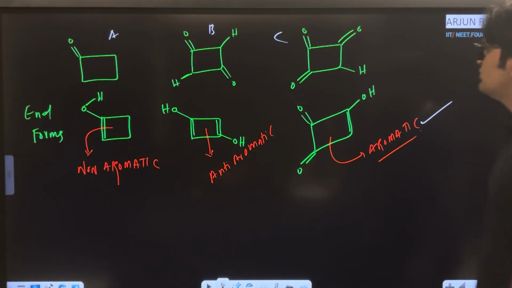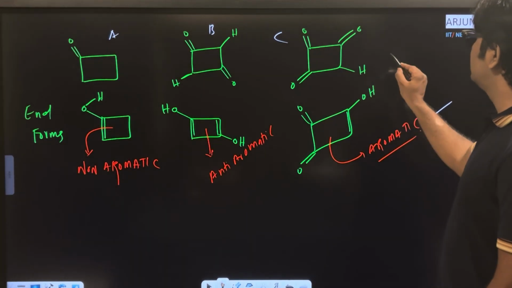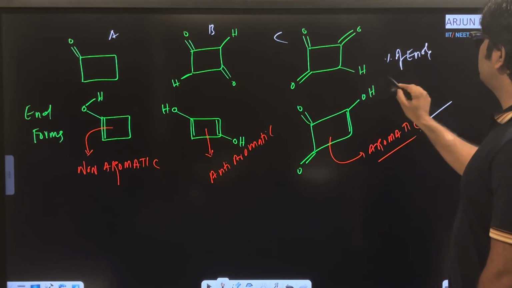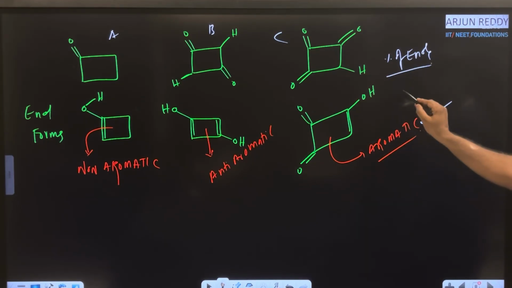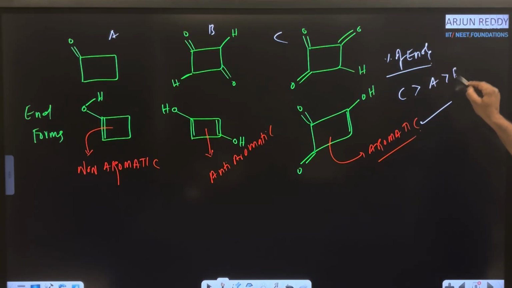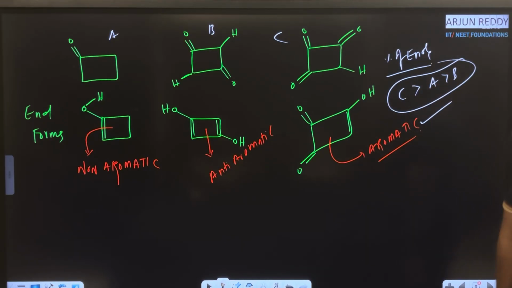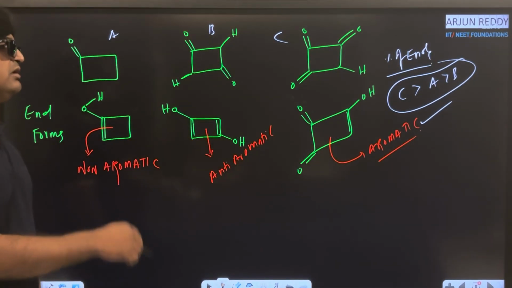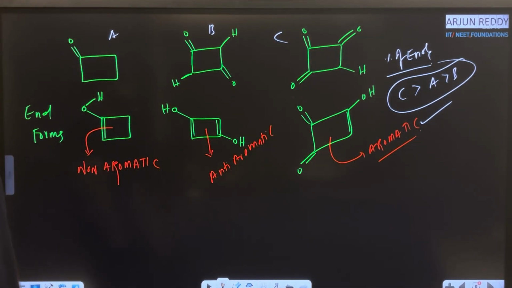Okay, right. So what is the percentage of enol? Percentage of enol given by the compounds. What is the order? First priority C. C greater than A greater than B. This is the decreasing order. So compound C is giving more percentage of enol when compared to A, and A is more when compared to B. That is the decreasing order of content of enol.